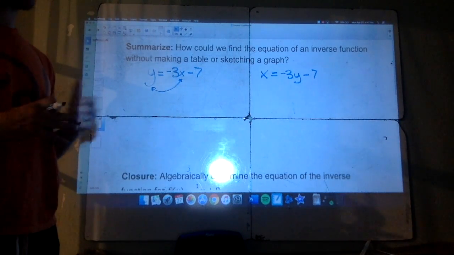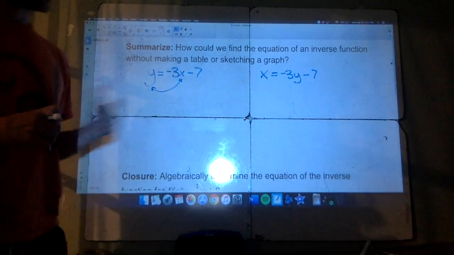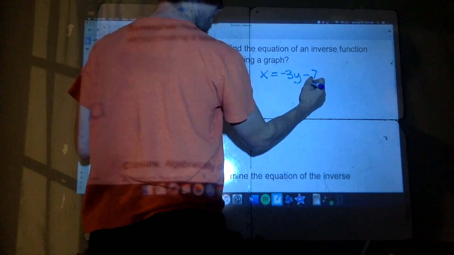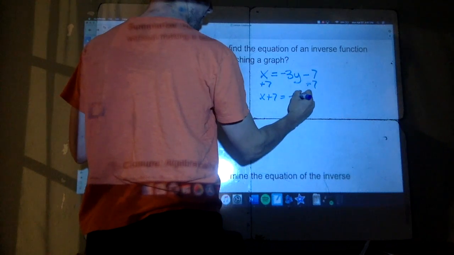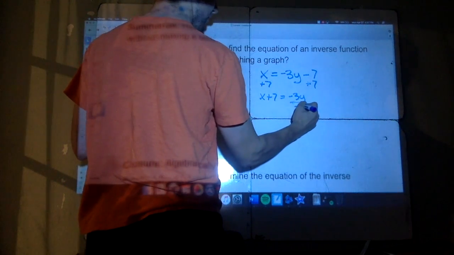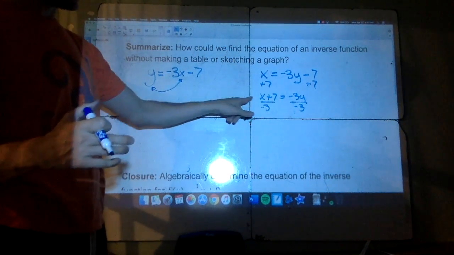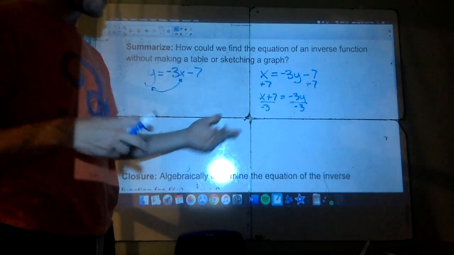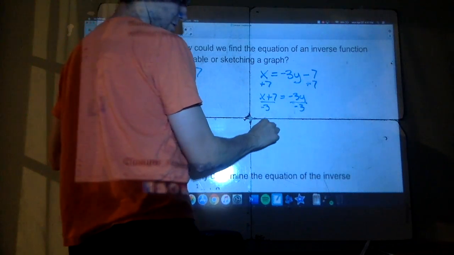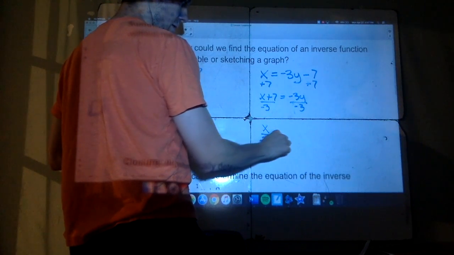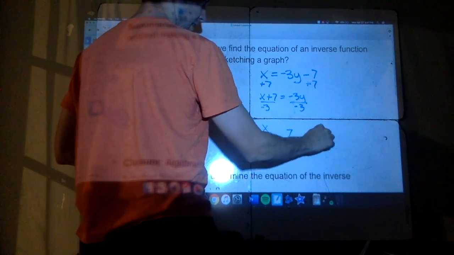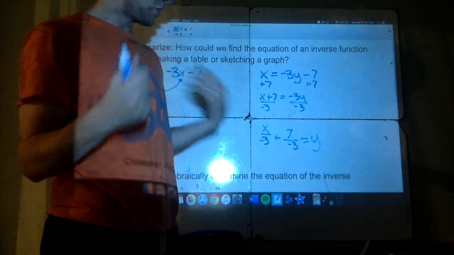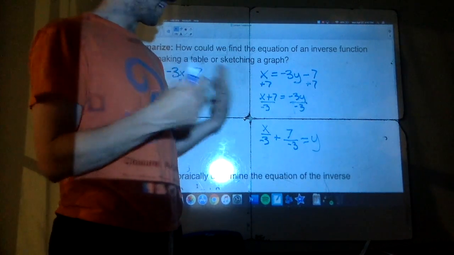What we're going to do now is solve for y. First we're going to get rid of this minus 7, so we add 7 to both sides. So we get x plus 7 equals negative 3y. And then we divide both sides by negative 3. Something to pay attention to here is, since this is x plus 7 divided by negative 3, I'm going to split this up. So I'm going to do x divided by negative 3 plus 7 over negative 3. And that gives us y. So our y-intercept, the one we couldn't quite tell, was negative 7/3.